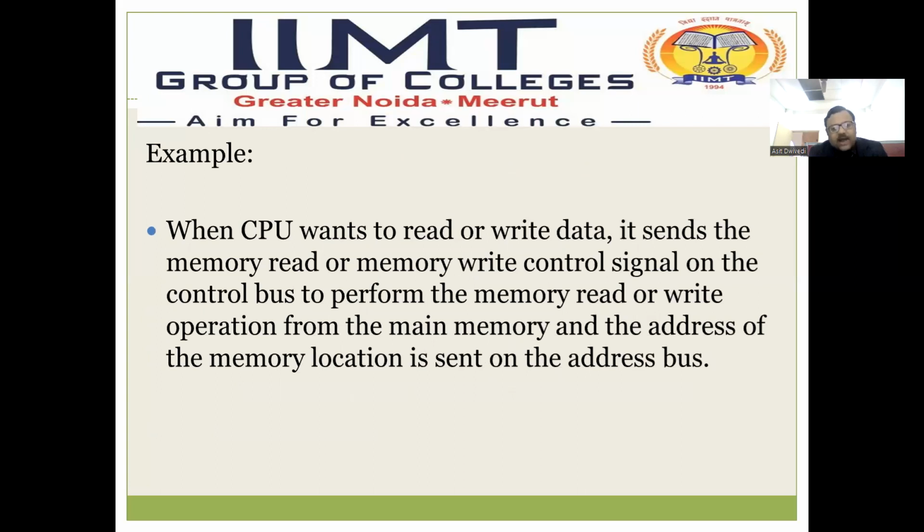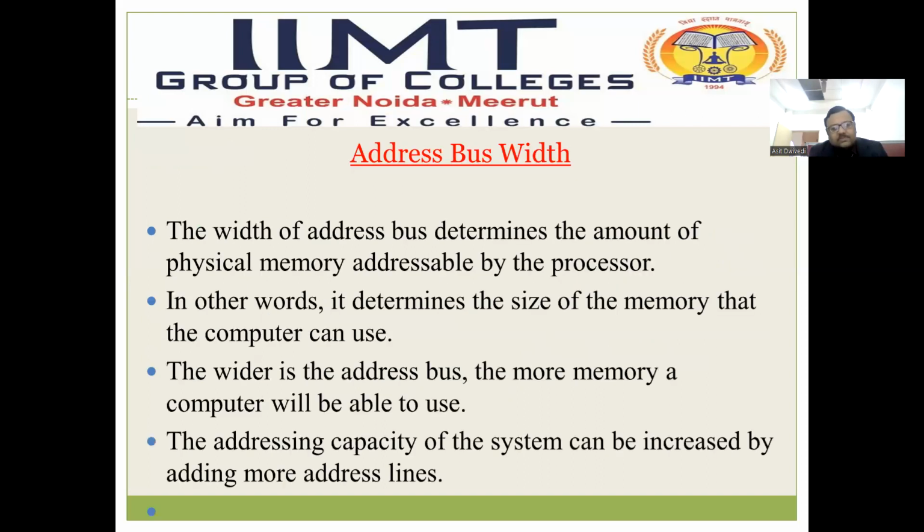Example: when the CPU wants to read or write data, it sends the memory read or write control signal on the control bus to perform the memory read or write operation on the main memory, and the address of the memory location is sent on the address bus.